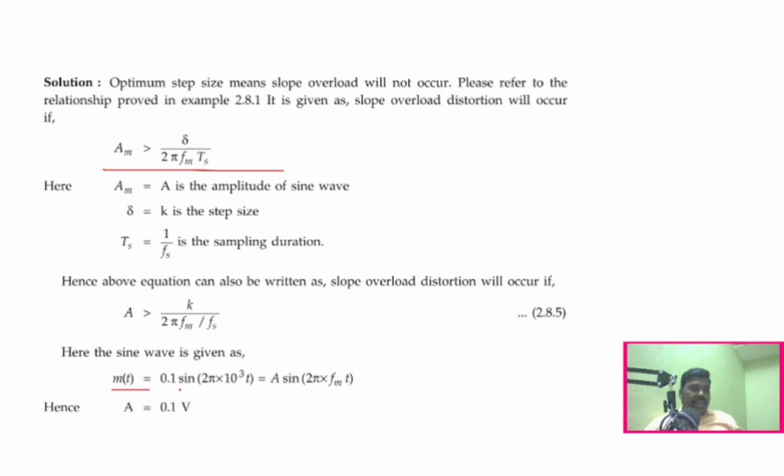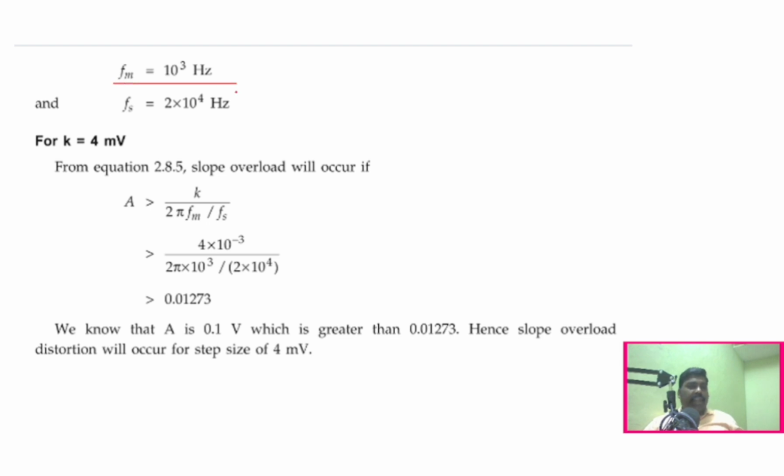We know that m(t) is equal to 0.1 sin(2π × 10^3 t), where A is equal to 0.1, correct? And now we need to find out fm. What is fm? fm is equal to 10^3. You see here, fm we have obtained as 10^3.